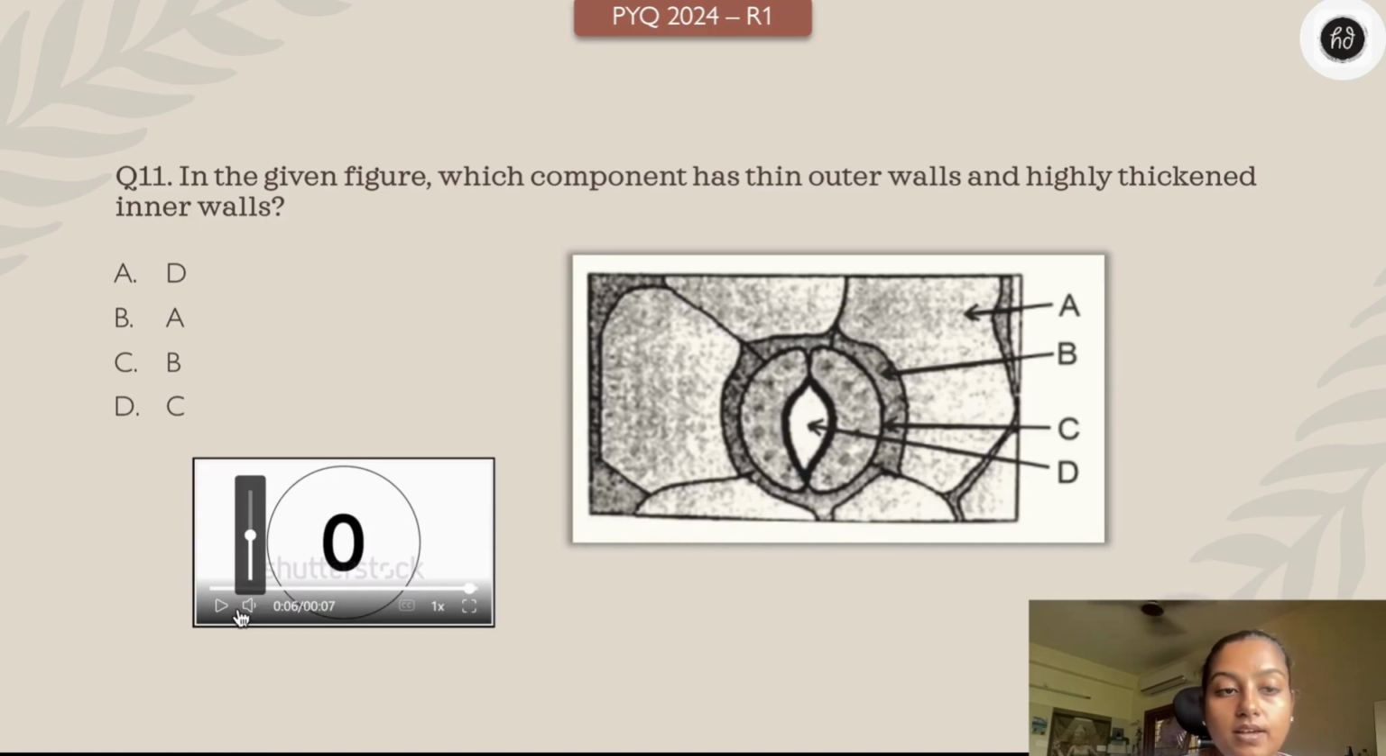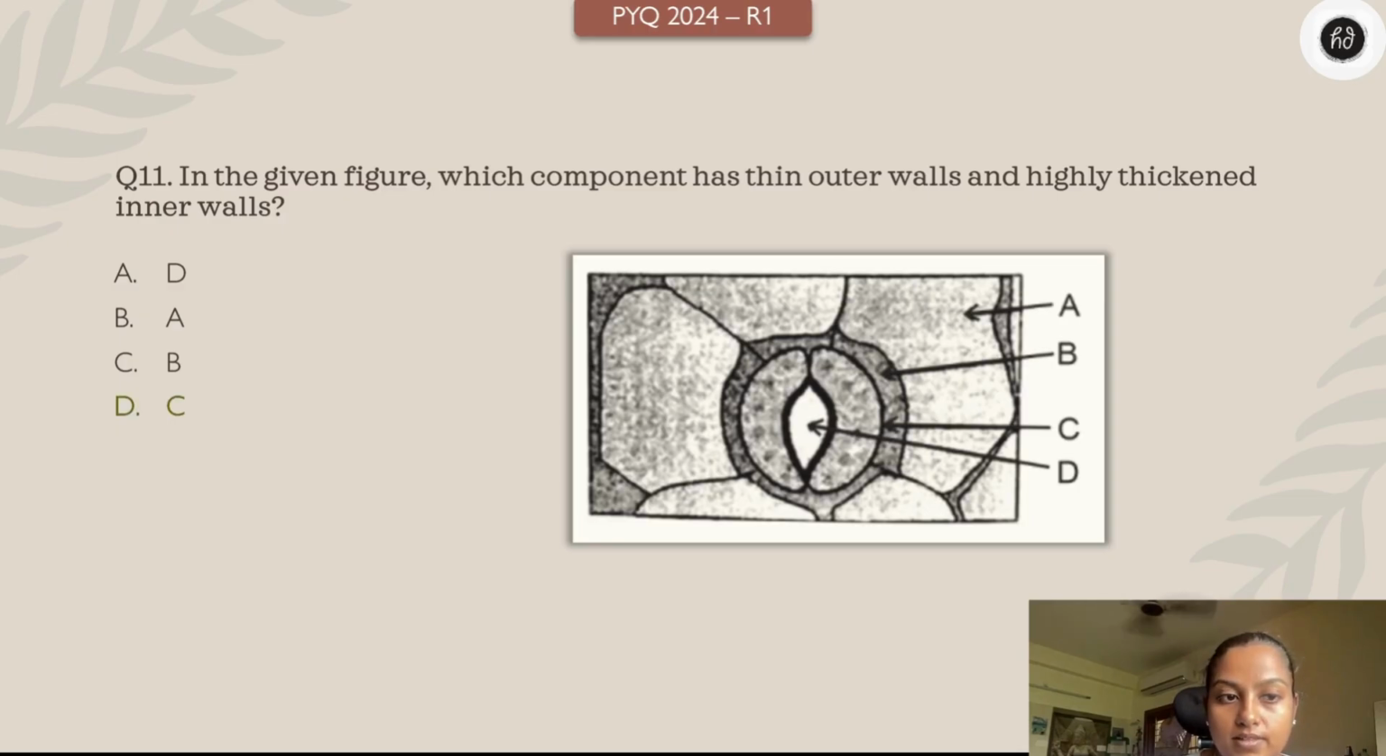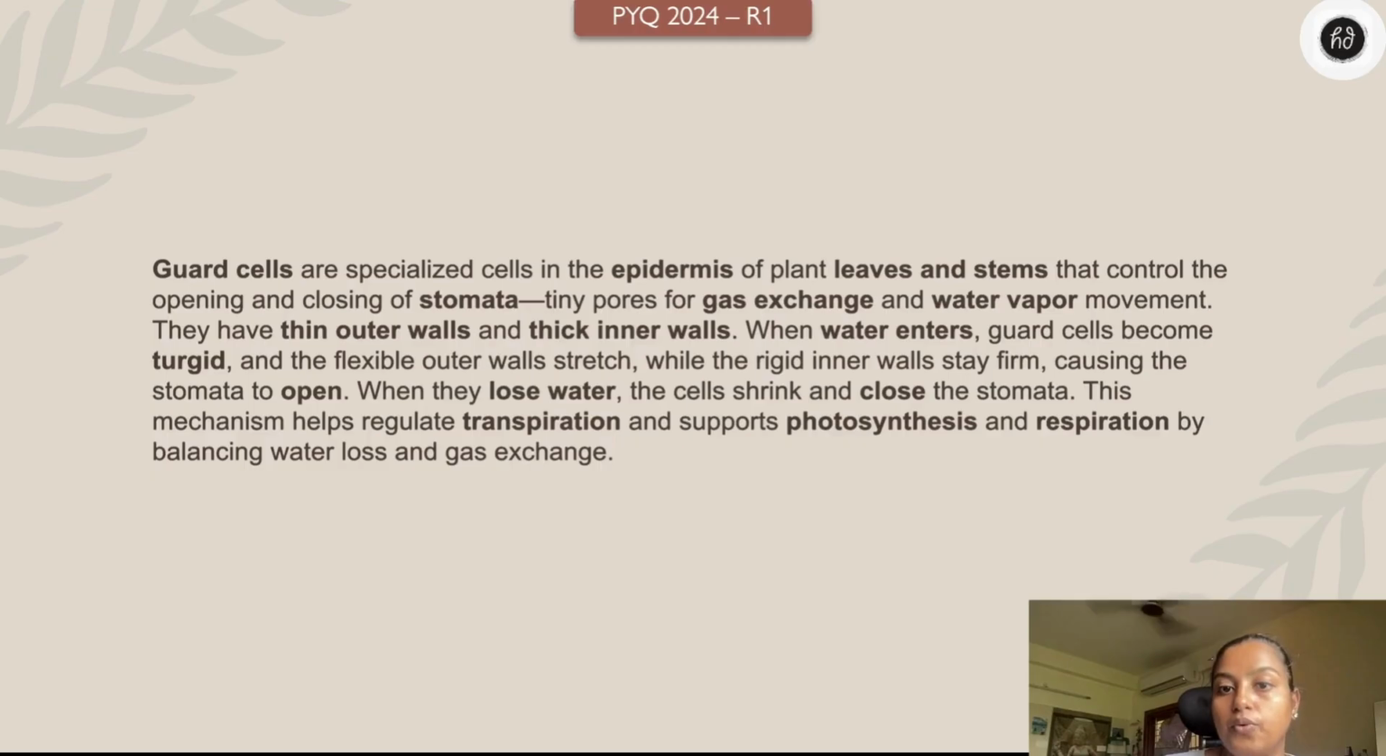I hope you have the answers with you. And here goes the answer. It's option D. C is the answer. See? Whenever they gain water, they become turgid and the flexible outer walls stretch. And the inner walls stay firm. That causes the stomata to open. When they lose water, the cells shrink and close the stomata.